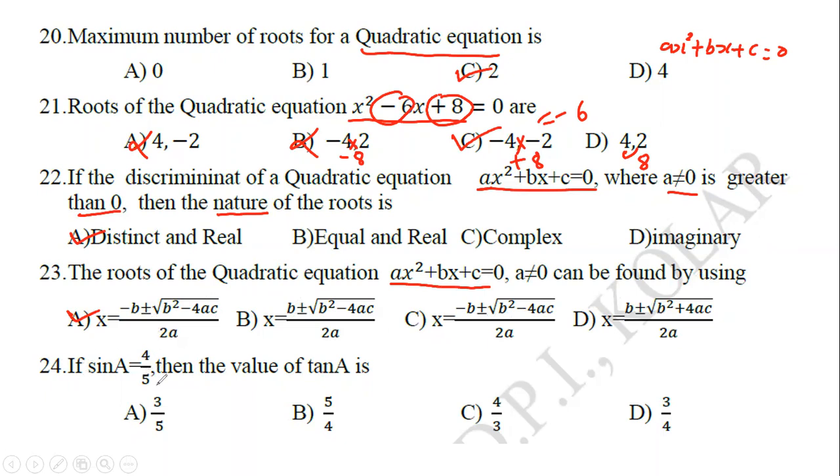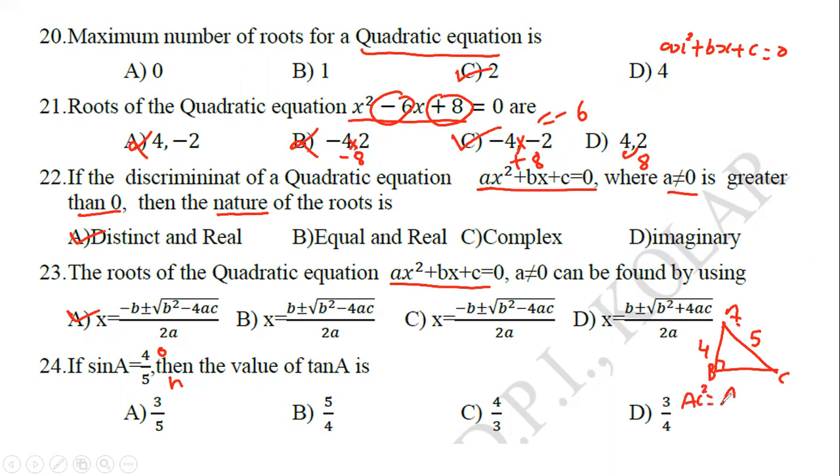If sin A is equal to 4 by 5, then tan A. So first, draw one triangle. So sin theta is opposite by hypotenuse. So this is 4, opposite, and this is 5, hypotenuse. A, B, C. Find out BC because tan A is opposite by adjacent. So find out the adjacent value. Apply Pythagoras theorem.